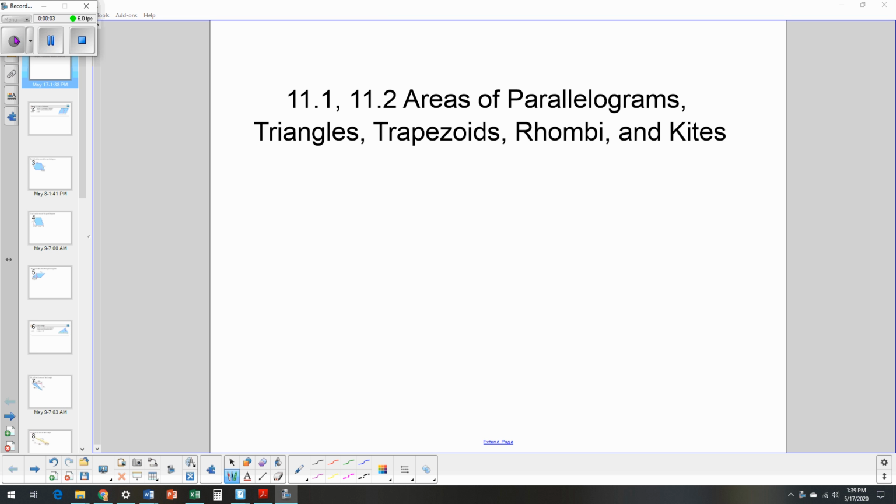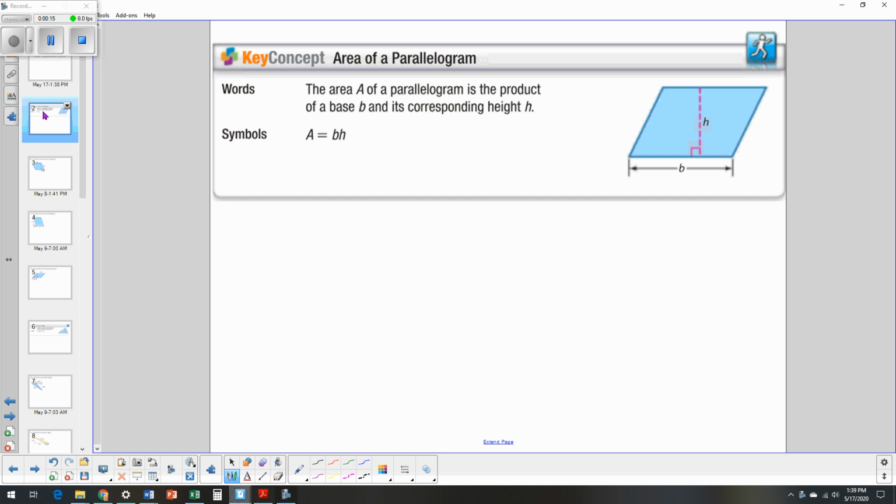Today's lesson is actually going to be two short sections together, 11.1 and 11.2. We're going to talk about the areas of parallelograms, triangles, trapezoids, rhombi, and kites. So you already know some of these formulas. The area of a parallelogram is base times height.